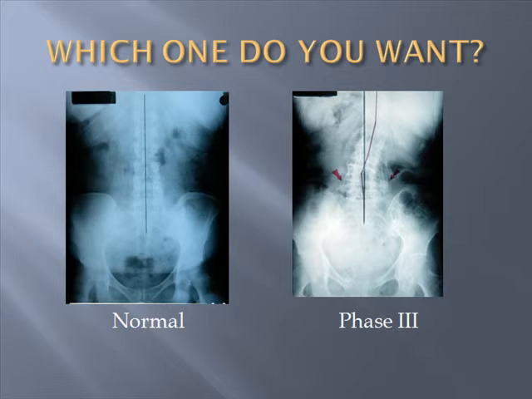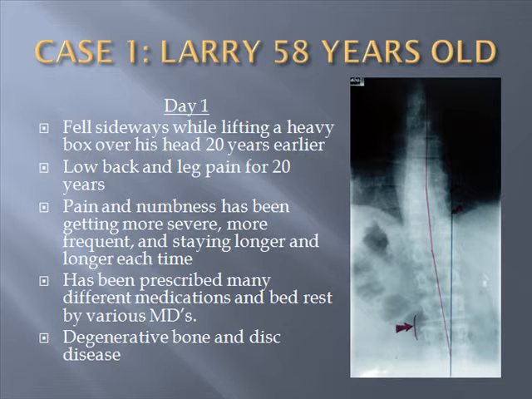So which one do you want? The normal one on the left, where the spine is straight up and down in the midline and aging gracefully, or the phase 3 degeneration of the 78-year-old? Let's look at a few cases.